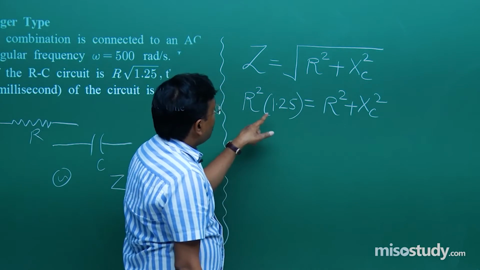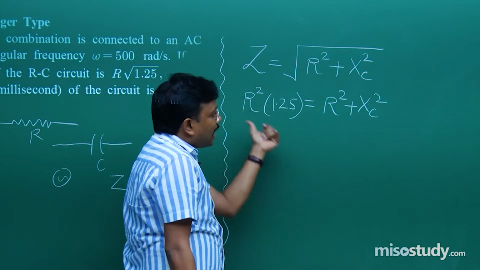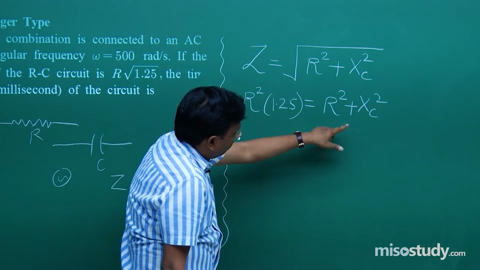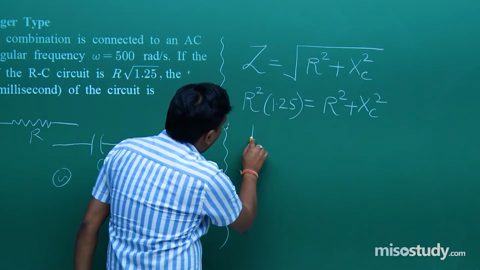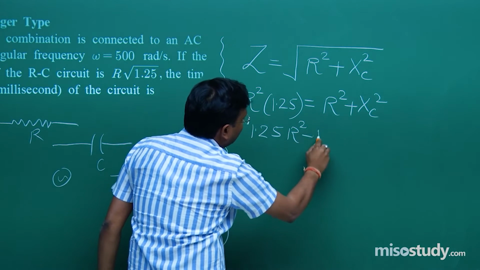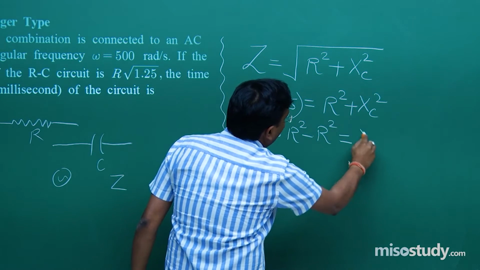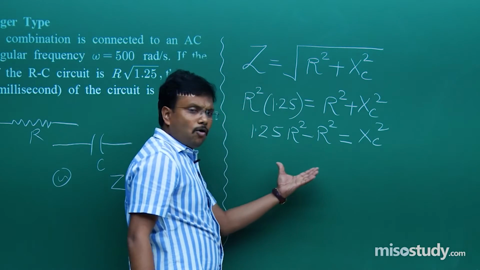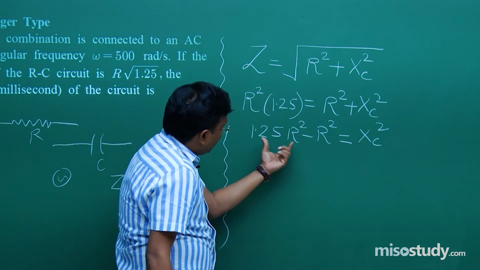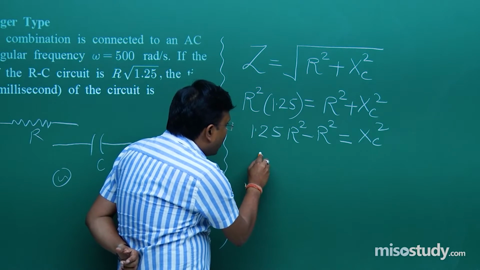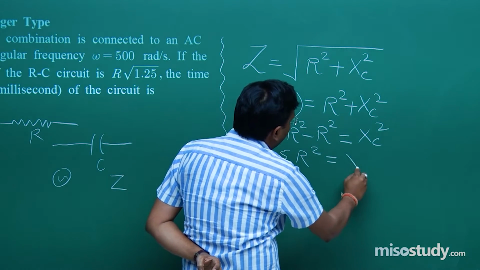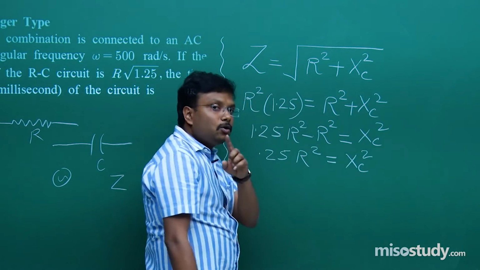Simple. Now 1.25 R square minus R square is equal to XC square. So easily we can find the value of XC. 1.25 R square minus, transfer this R square over here, is equal to XC square. I hope everyone is going to be comfortable with this. Now from here what can we write down? 0.25 R square is equal to XC square. I can do one thing.